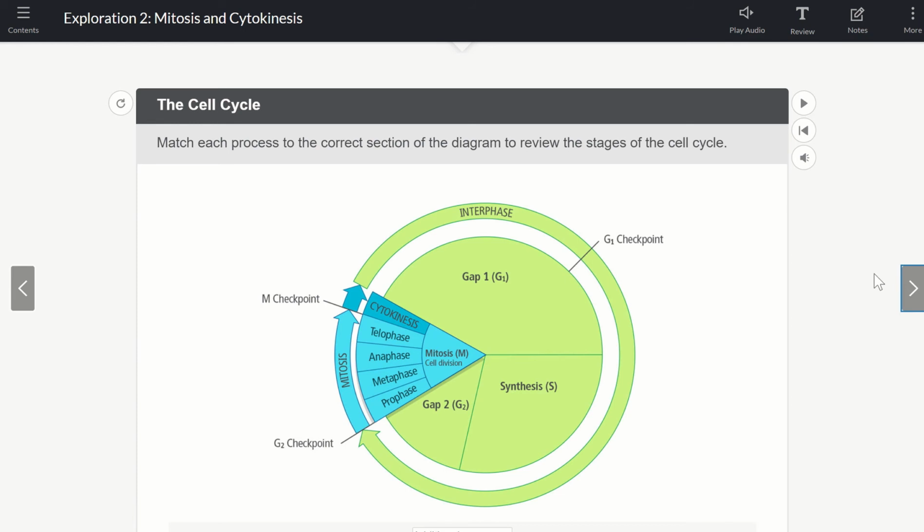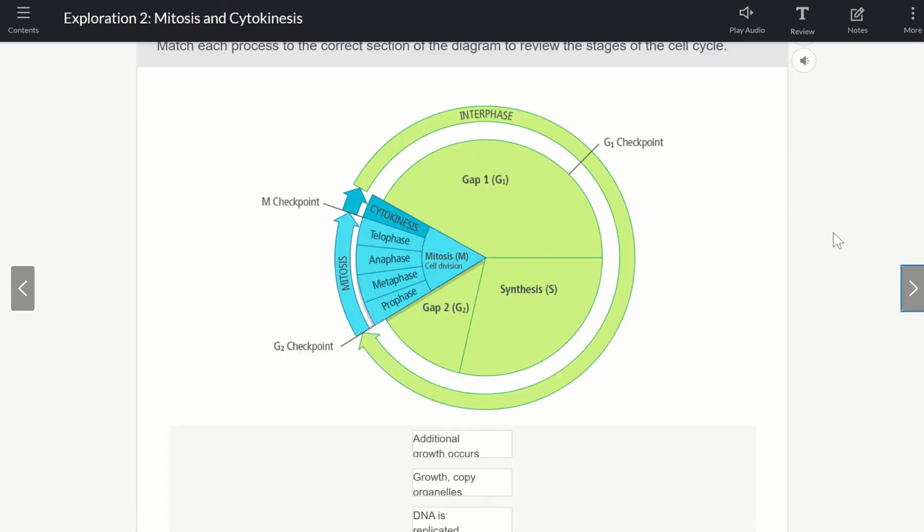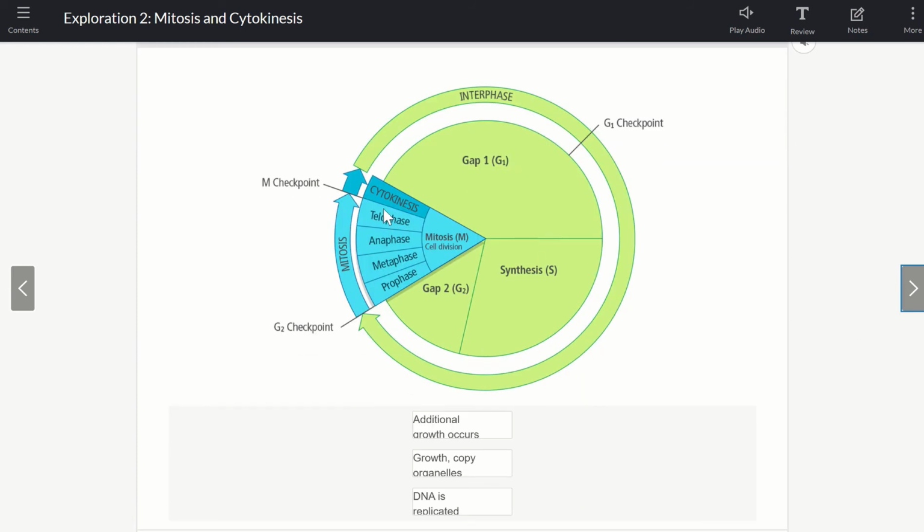Here's that diagram again that shows you the different aspects of the cell cycle. And again, today we're going to be focusing on the mitosis and cytokinesis part. As always, I'd highly recommend that you go through and do these activities. They're pretty easy and give you a good review of the information you need to know.